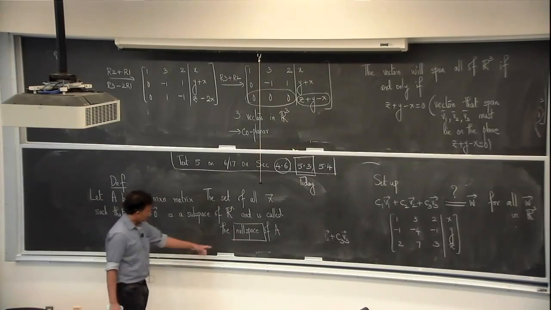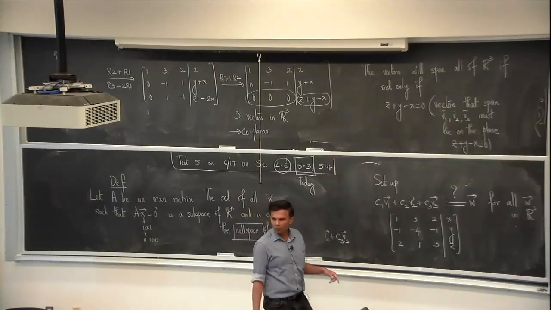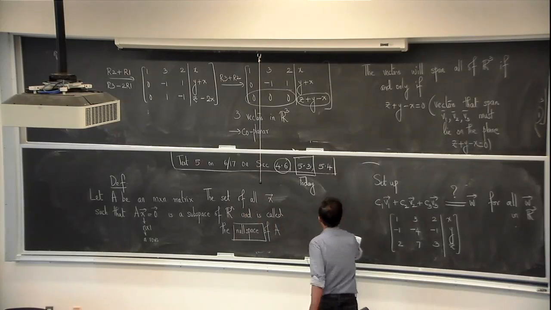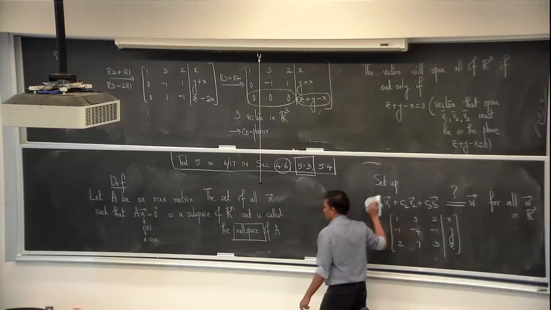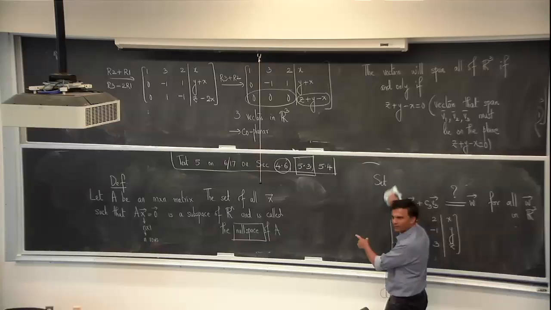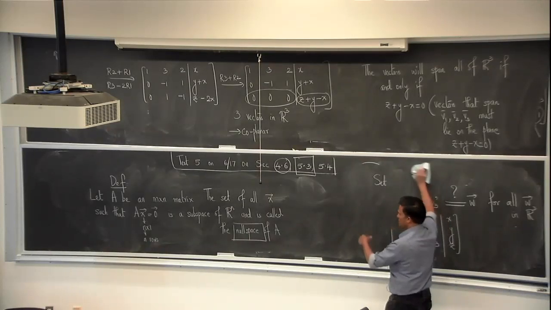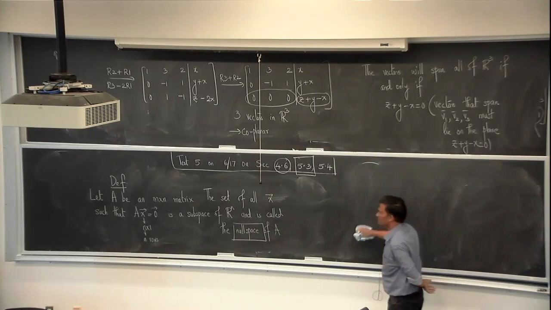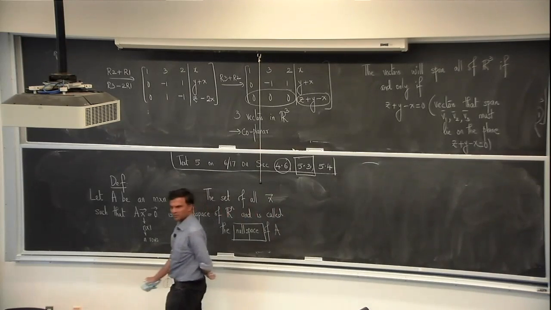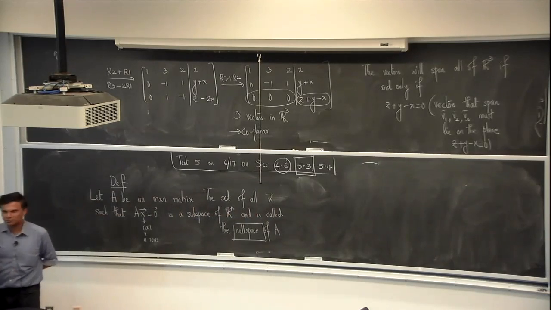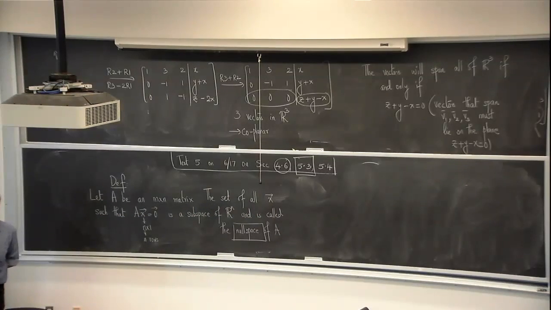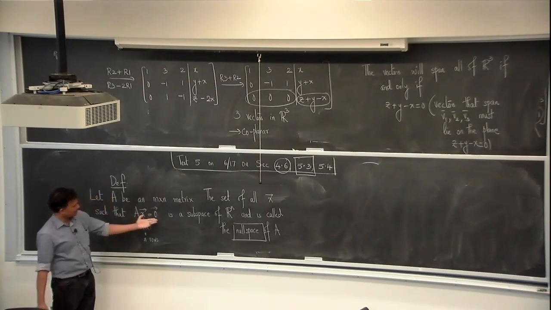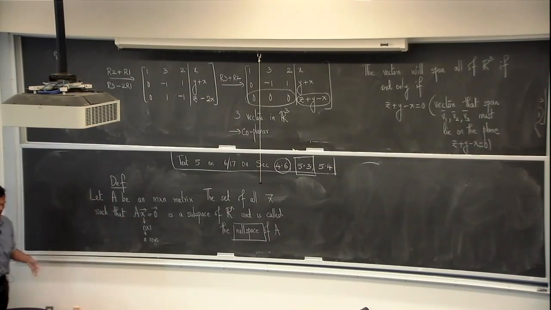Why do you think the word null is there? Any wild guess? Is the word null appropriate there? Looking at the definition, what do you think? Nobody is able to make a guess as to why it's called a null space. It's an obvious question. Yeah, because the right hand side is 0. It is taking this matrix and multiplying it with a vector and giving you the 0 vector.